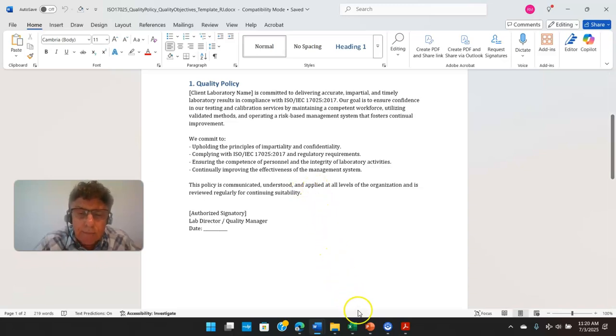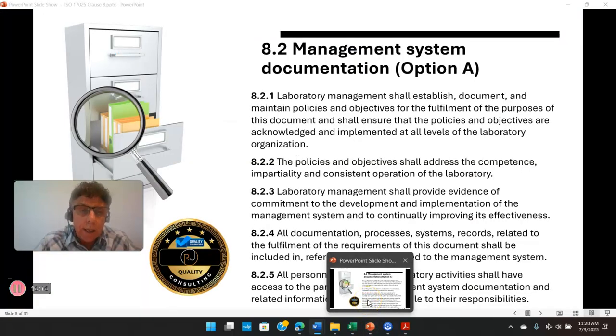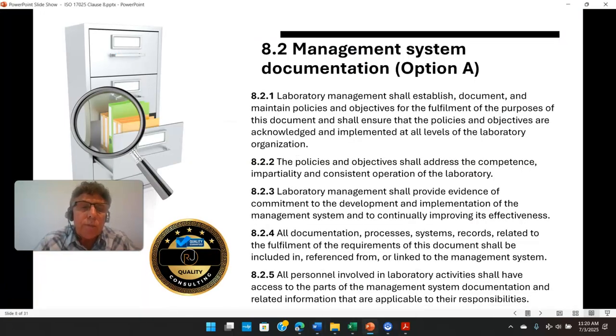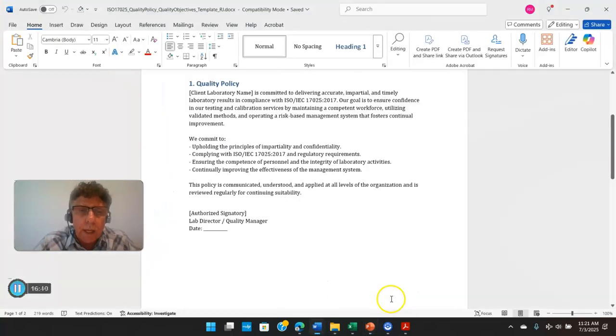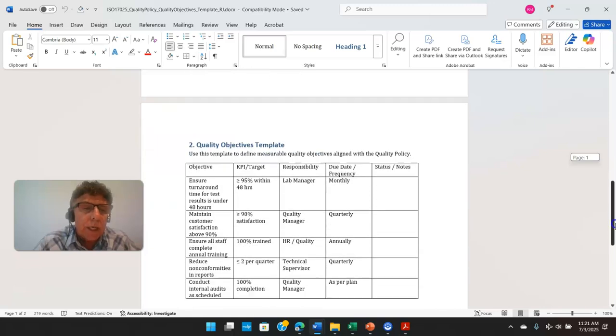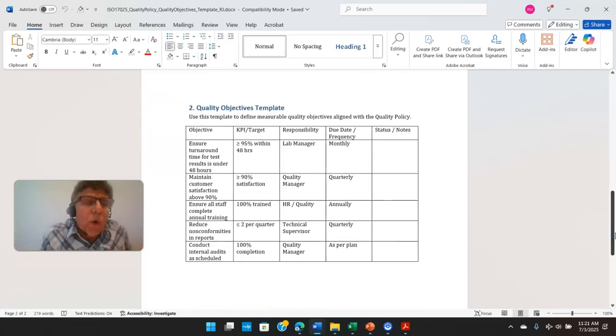You can see that this meets the requirements here where it shows you, section 8.2.2, the policies and objectives shall address the competence, impartiality, and consistent operation of the laboratory. And the laboratory shall provide evidence of commitment to the development and improving its effectiveness. So this document would show that. Now, what would objectives look like? On this particular document, if we go down to the quality objectives template, these are just examples of what you might have as far as quality objectives.